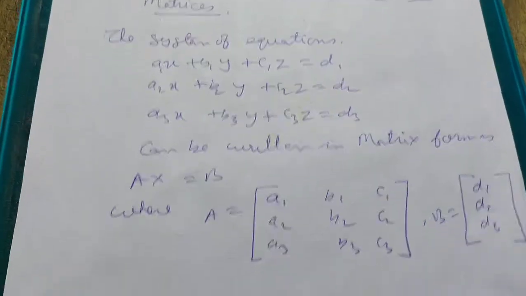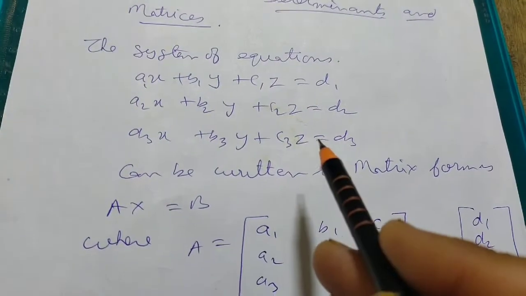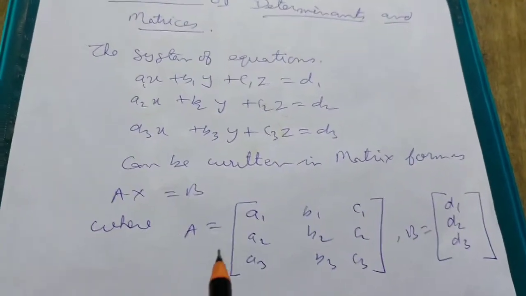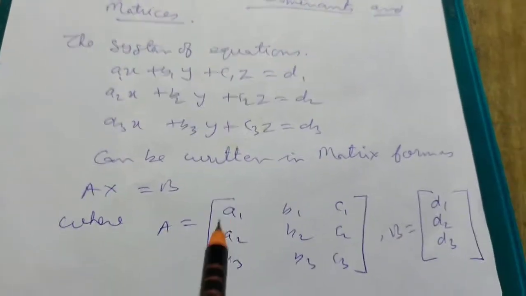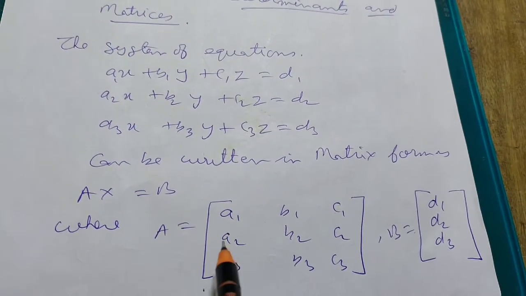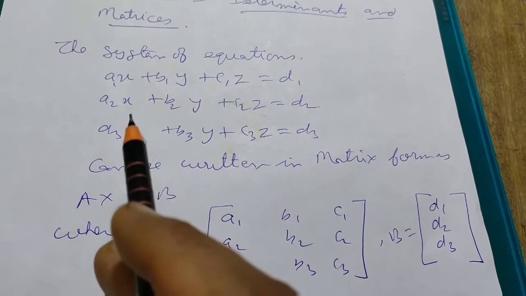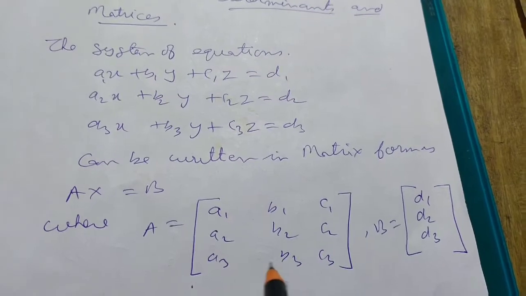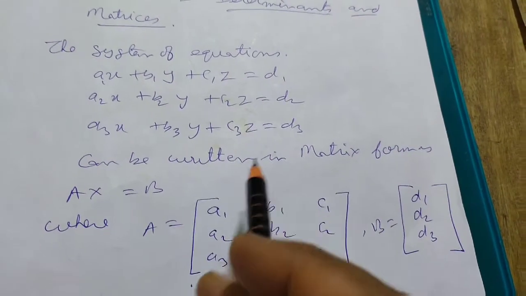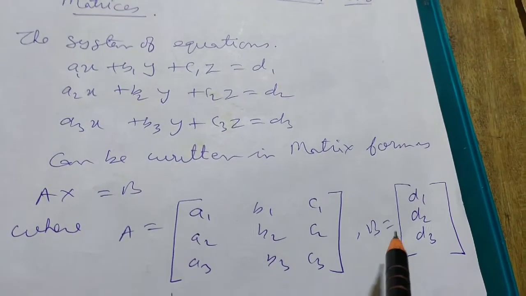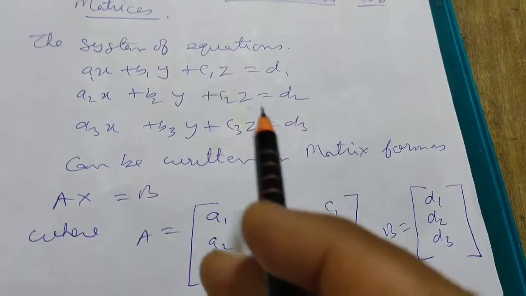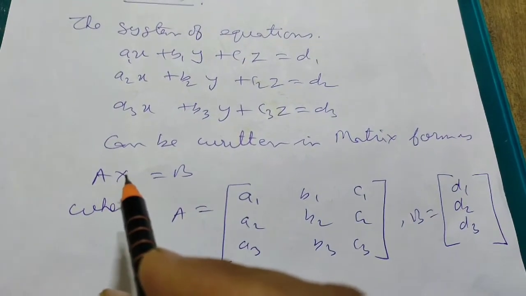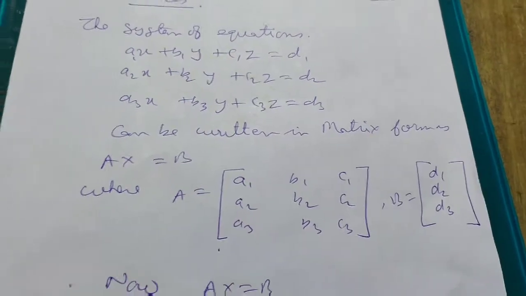Then next we can write a system of equations in matrix form as AX equal to B, where A is the matrix of coefficients of the variables x, y and z. So a1, b1, c1. The second row is obtained by writing the coefficients of the second equation, that is of x, y and z: a2, b2, c2. And the third row is a3, b3, c3, again the x, y and z coefficients. Then B is the matrix obtained from the constants, that is d1, d2 and d3. And this X is the matrix obtained from the variables x, y and z.